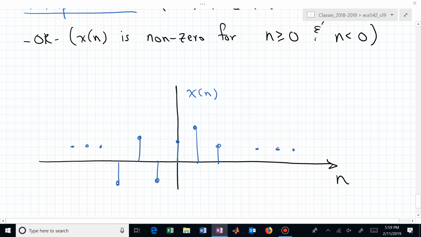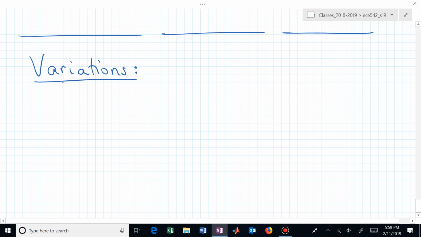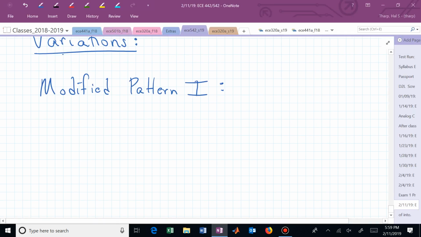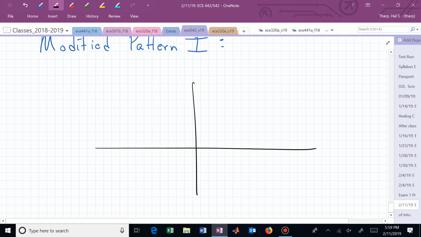Now that we've learned that, let's throw in some variation. If you're eating donuts, you want a little variation, right? Well, let's look at the first 2 patterns. Let's look at a modified pattern number 1. And you're going, how can we modify pattern 1? What was pattern 1?